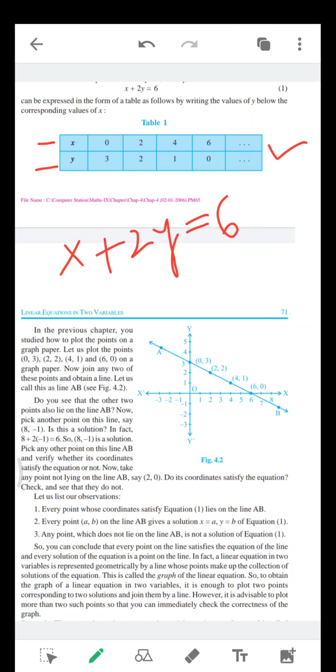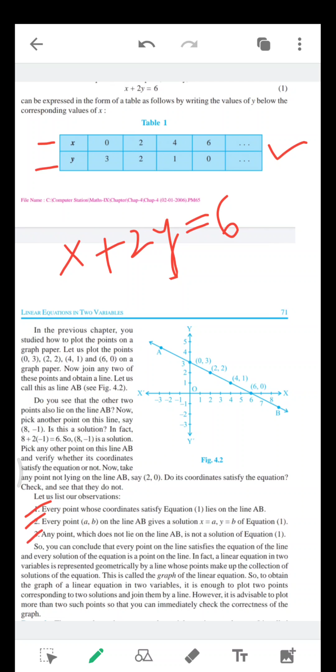Now suppose along with this equation some more equations are given, and the graph is given. This graph is given along with this equation and some more equations. So now you want to check for which equation the graph is drawn. It's very simple. For every point whose coordinates satisfy this equation, it lies on the line AB. You can see some points here. These are the 3 important points which you have to go through.